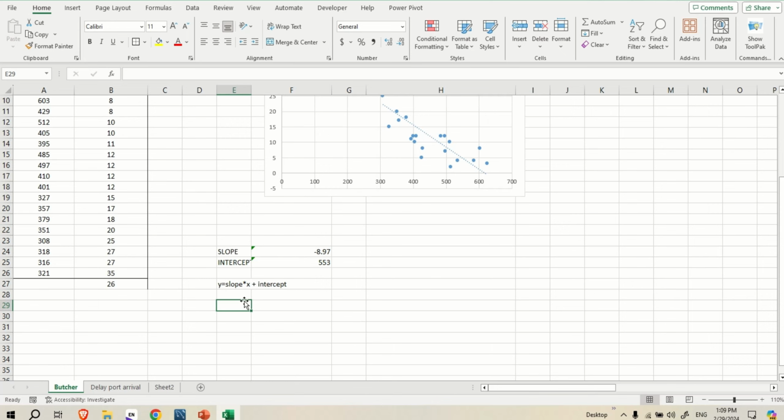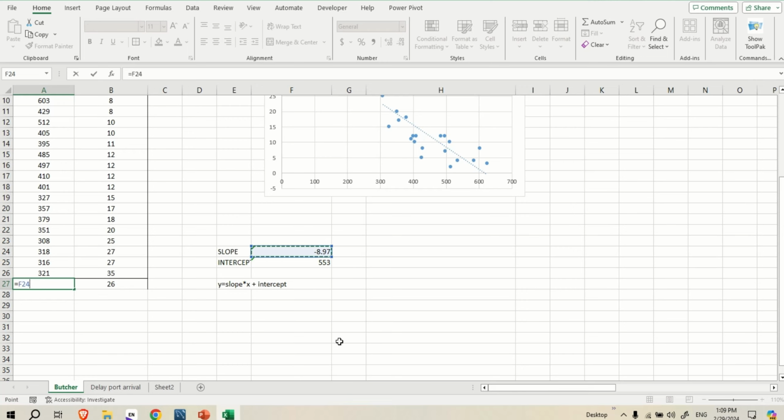So we can say that to predict what the value is going to be here, it is equal to the slope, right, multiplied by x. The x is going to be this that has been given to us, right? Then you say plus the intercept. The intercept is this value, and you click on enter.